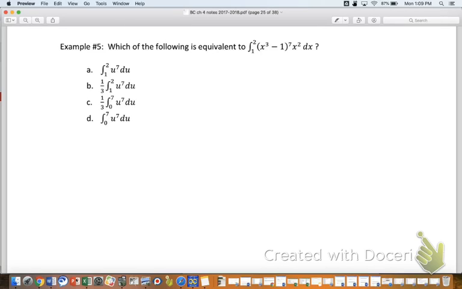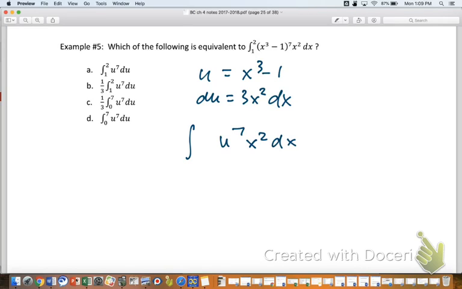Thanks. All right, so u equals the inside, x cubed minus 1. du is equal to 3x squared dx. So we're going to use that as a basis for our substitution. And so we're going to go integral of u to the 7th, and we've still got that x squared dx hanging out there. What could I replace the x squared dx with? Yep, if you just divide both sides by 3, you get a nice substitution. And so then we get the integral of u to the 7th times du over 3.